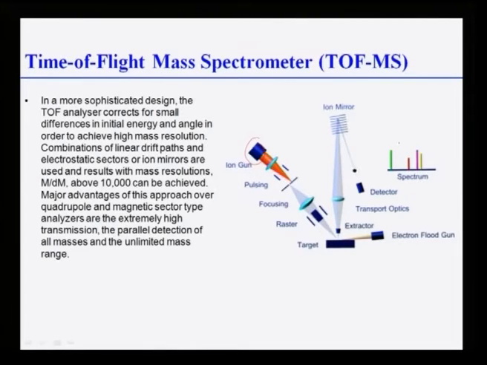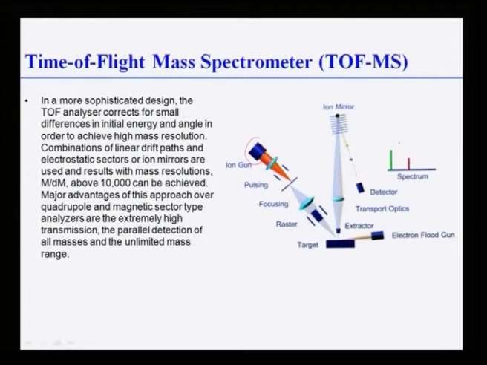In many cases, as you create more ions, you have to have an electron flood gun, otherwise charge balance will not be there on the sample surface. In a more sophisticated design, the time of flight analyzer corrects for the small differences in initial energy and angle in order to achieve high mass resolution. It is a combination of linear drift paths, electrostatic sectors or ion mirrors which are used, and mass resolutions above 10,000 can be achieved.